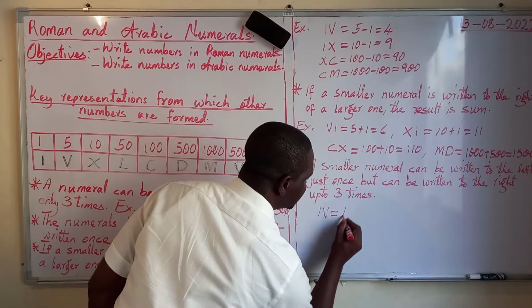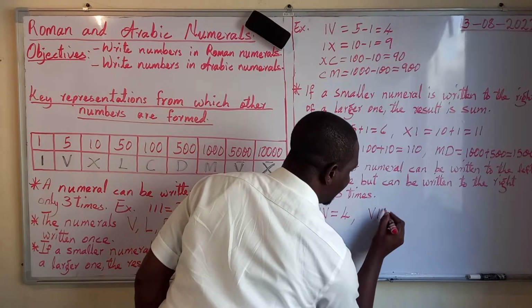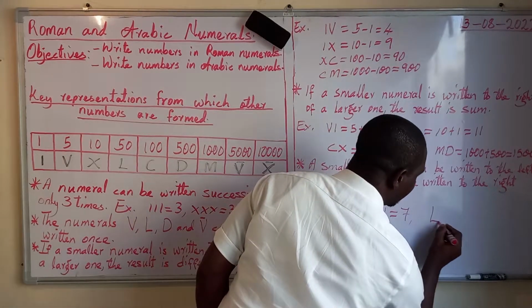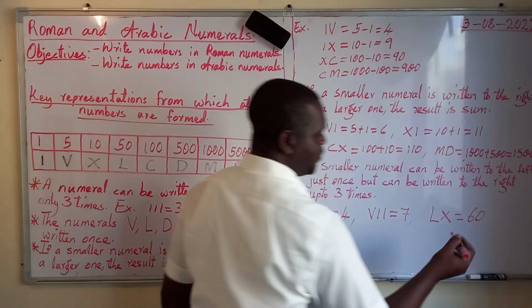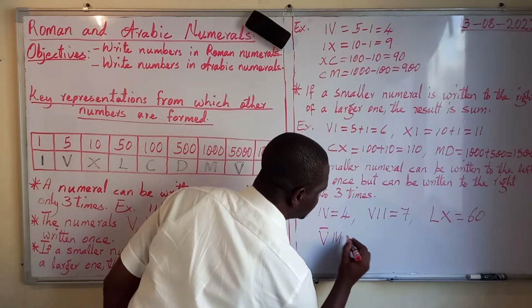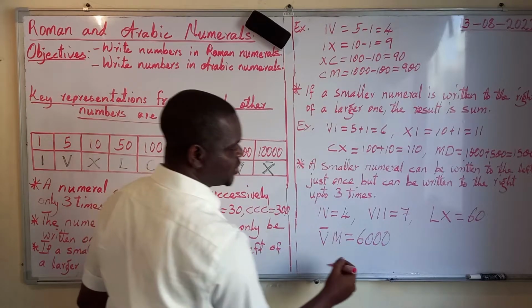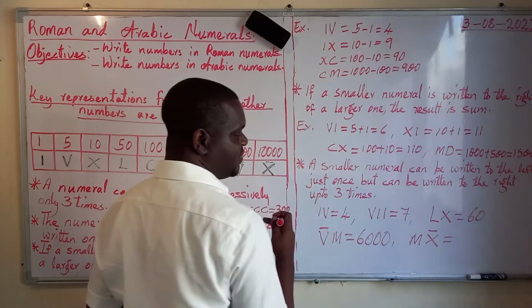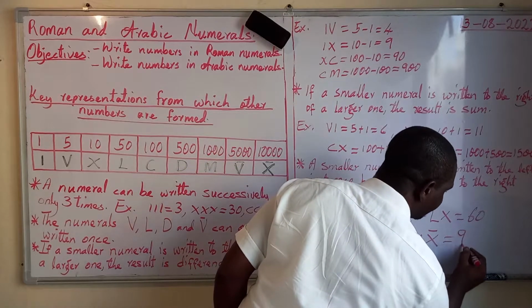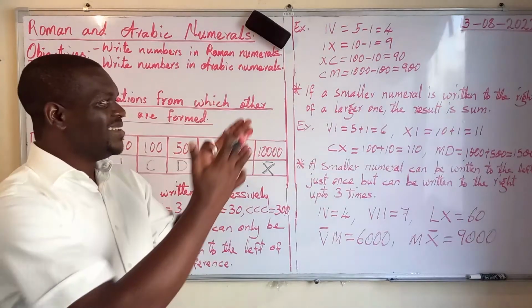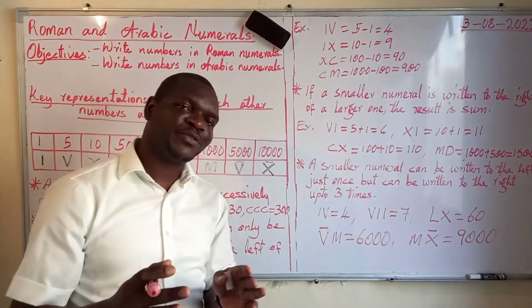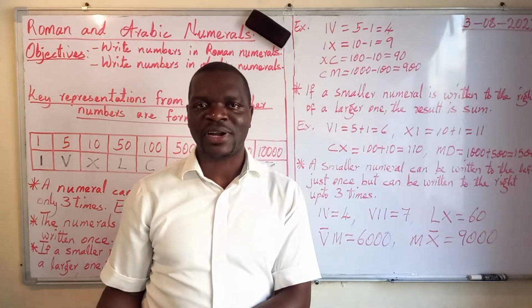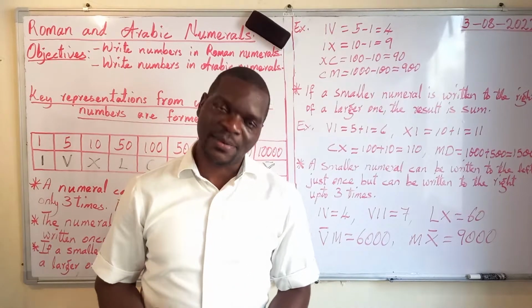IV, we said this is 4. If you have VII, this will be 5 plus 2, which is 7. If you have LX, it will give 60. If you have V bar M, this will be equal to 6,000. 5,000 plus 1,000. And if you have, let's take MX bar, this means smaller one to the left, and we subtract 10,000, take away 1,000, will give 9,000. So this is practically how you can apply the rules to solve or to find any number given to you in Arabic numerals to convert to Roman numerals, or in Roman numerals to convert to Arabic numerals.